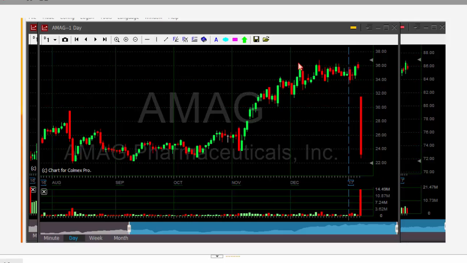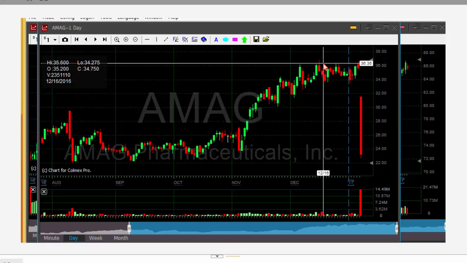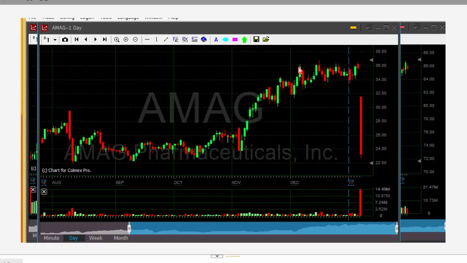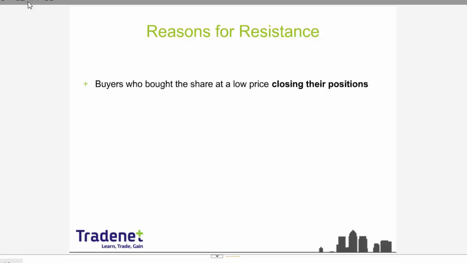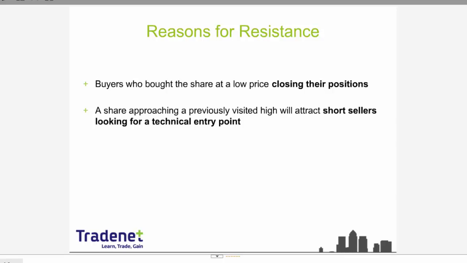Now, another thing, of course, is short sellers. Short sellers see the price moving higher. They may want to trade the channel. If they're wrong, they can see that there is a resistance over there. They may just short it. And again, short sellers are the second group that are in fact causing the price to move lower.